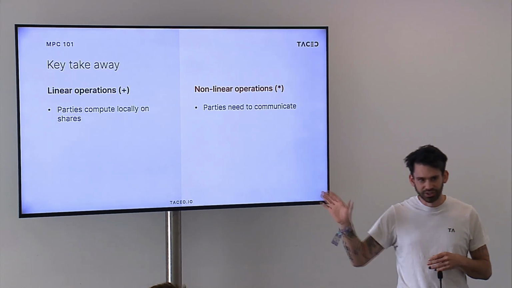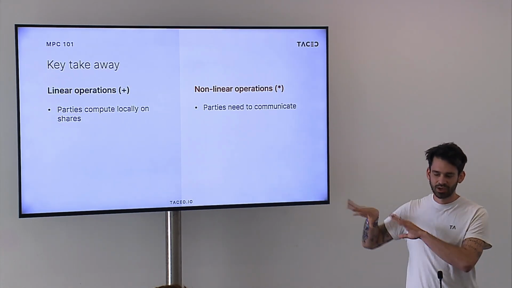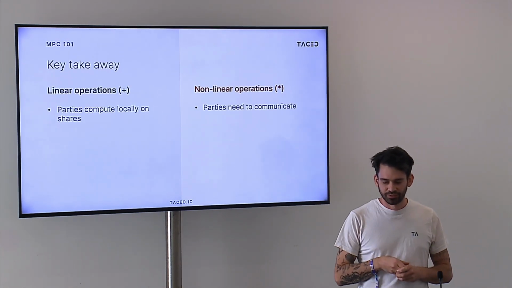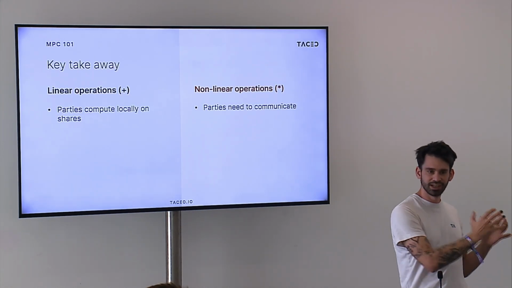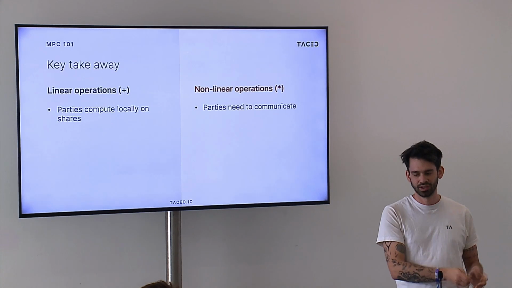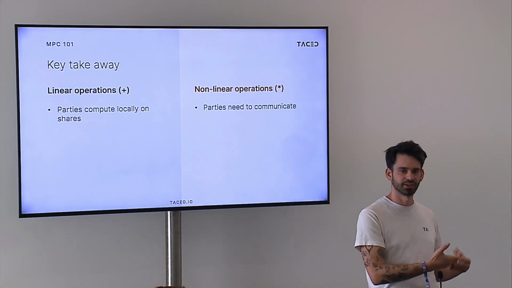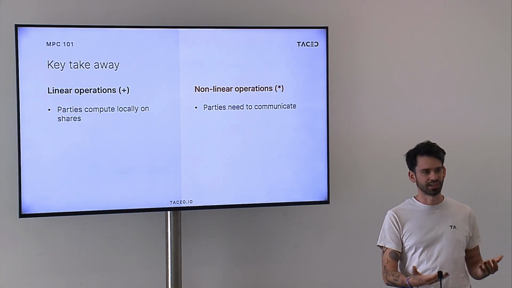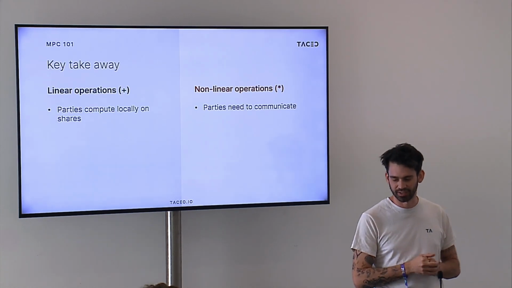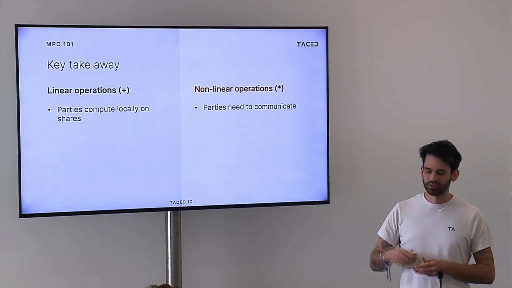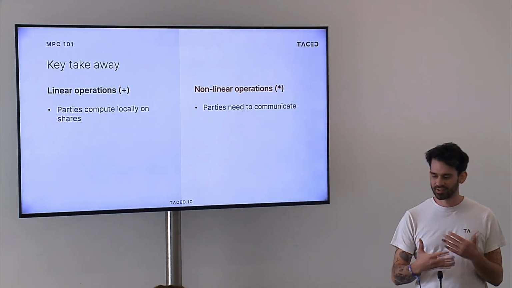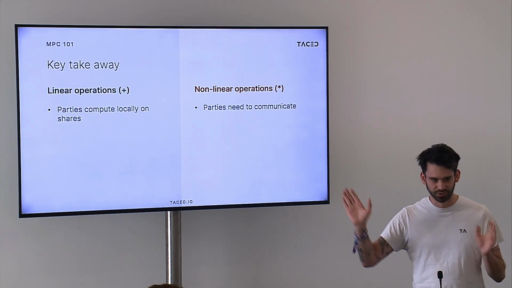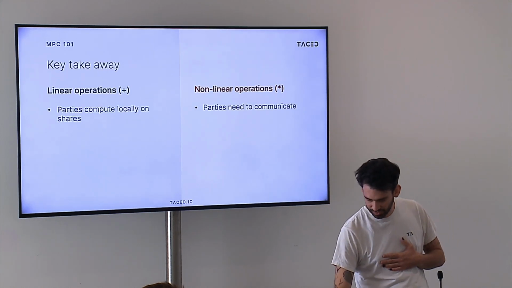So what is the takeaway? You don't need to memorize all this formula. I just wanted to show that for nonlinear operations, there is some form of networking involved. So if you have a linear operation, think addition, parties compute locally on their shares, there is no additional overhead involved. It's just like for a single party, just a single machine. And for nonlinear operations, parties need to communicate. So there is some networking involved. Those are the key takeaways. You don't have to remember all the other stuff, actually.